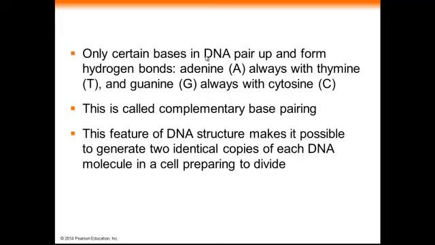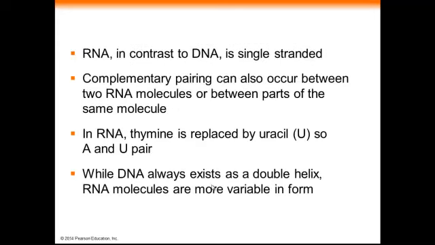Now, the way that the two strands of DNA attach is through bonding between the purines and the pyrimidines. And this is what we call complementary base pairing, where the bases hydrogen bond to each other. In a DNA molecule, A always pairs with T, or adenine always pairs with thymine, and guanine always pairs with cytosine. This is what we call complementary base pairing. And this is the feature of DNA that makes it possible to copy itself prior to cell division. And we're going to spend a lot of time on all of these concepts in later chapters.